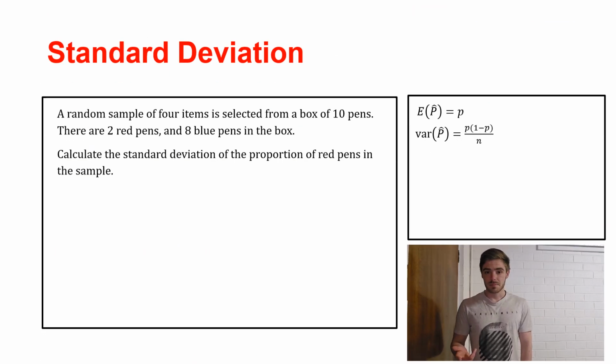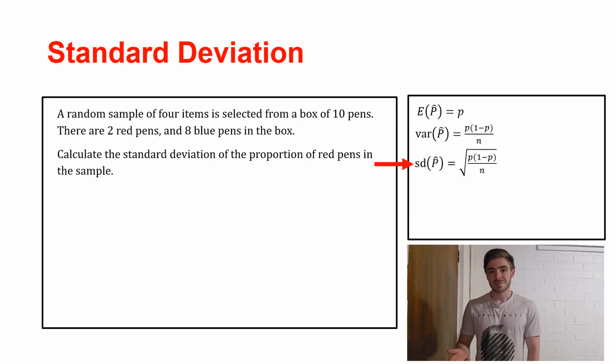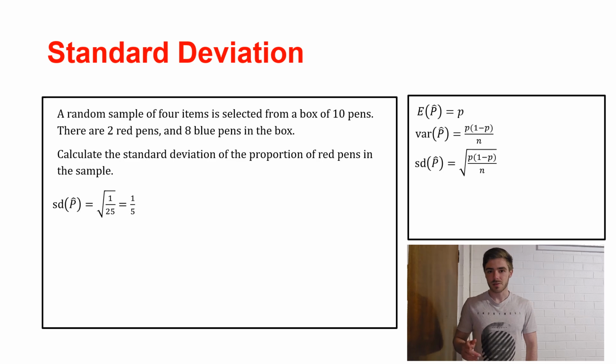The good news is that this one hasn't changed at all. It's still just going to be the square root of variance. So if we apply that to the previous question, all we're going to do is square root the 1 over 25 to get 1 over 5.